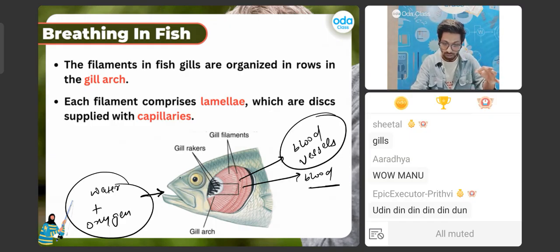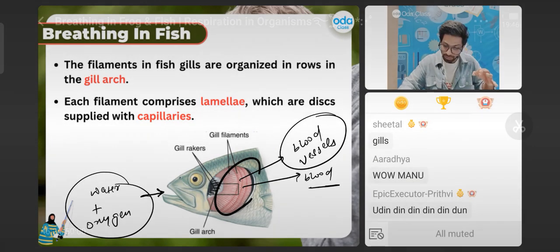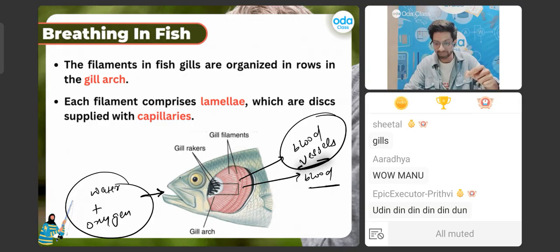Now, this entire gill filament is directly connected with the blood vessels, the pipelines through which your blood is flowing. Your blood is flowing inside the gill filaments. So when fishes open their mouth, water and oxygen go inside the mouth. The oxygen passes through these gill filaments, is absorbed in the blood of the fish and transported throughout their entire body.